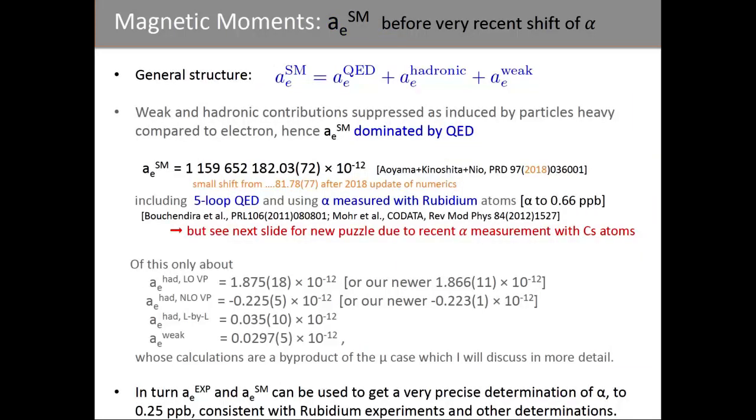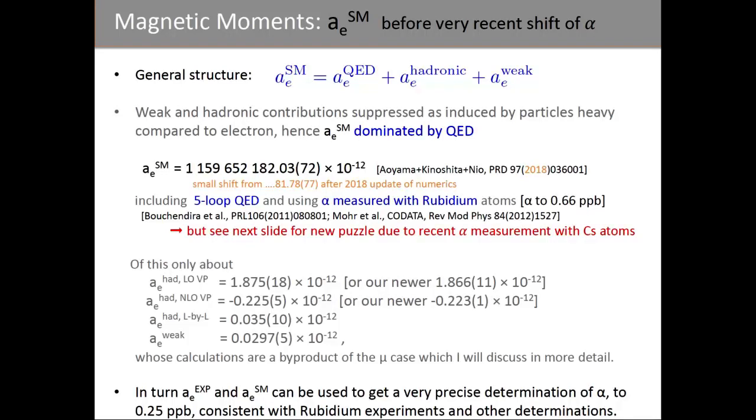So, two more slides on the electron, just because I think this is something very important. And so the structure of the electron standard model anomaly prediction is the same as for the muon. So we'll have a QED part, a hadronic part, a weak part. And most important for the electron is really the QED, also for the muon, but all the other parts are highly suppressed. So for reference, if people want to look it up or want to compare it later on, that may lead to too much detail for this talk, there are numbers given here.